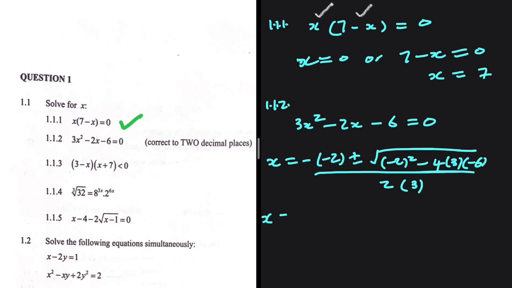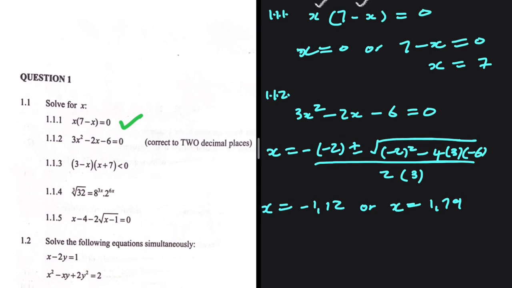And we are dividing everything by 2a, which happens to be 3. So if you put that in your calculator, you're going to get x equals minus 1.12 or x equals 1.79. That is the values of x correct to 2 decimal places.